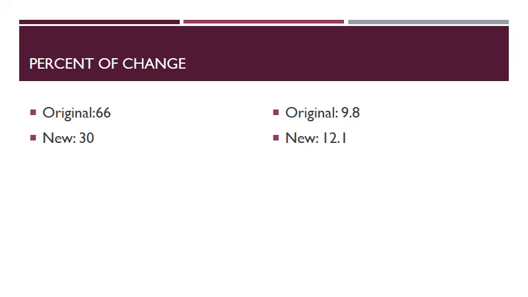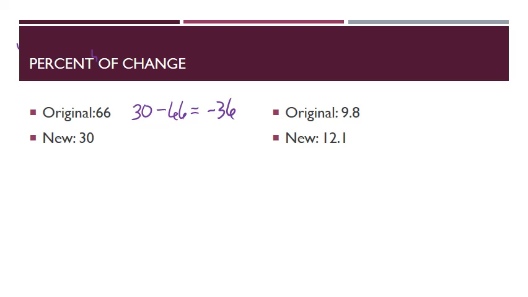Now, we've got two steps that we've got to do to solve this type of problem. Let's look at this first one on the left. We're told that we have an original number of 66 and a new number of 30. Well, we're going to start by taking the new number and subtracting from it the original number. Now, in this case, we've got 30 minus 66. Well, that's going to give me negative 36.